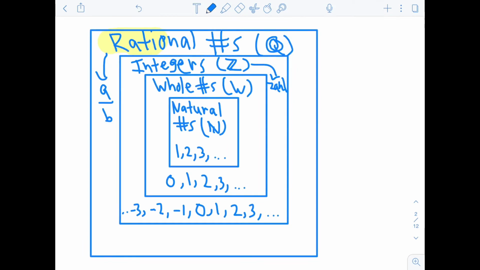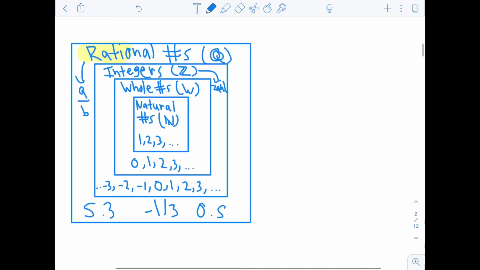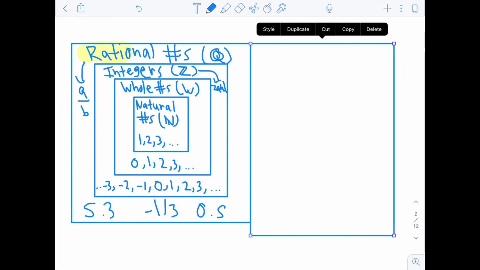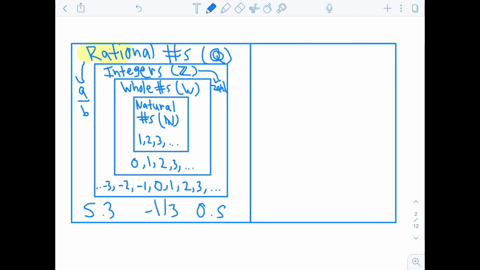So these include everything we just talked about, but it also includes fractions because it takes the form of a over b. So that includes like 5.3 or -1/3 or 0.5. So rational numbers can repeat. So you might be wondering, but what if I can't put it into a fraction? What would that be called? So 1, that's a great question. And 2, those would be called irrational numbers.